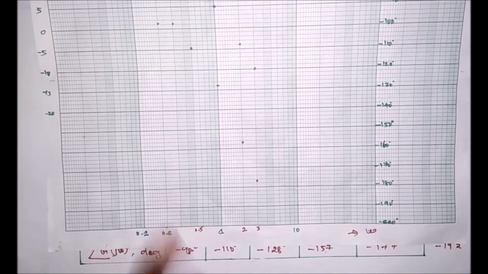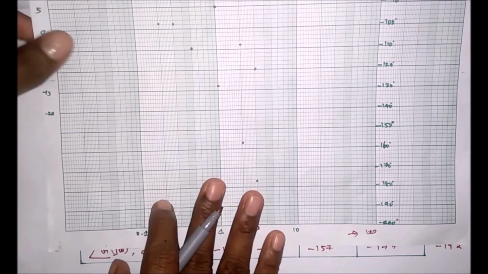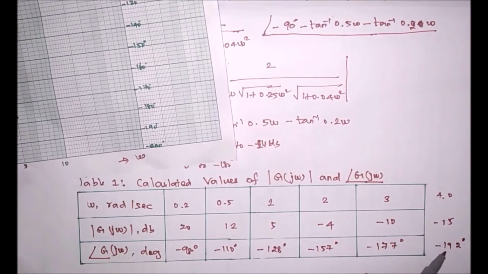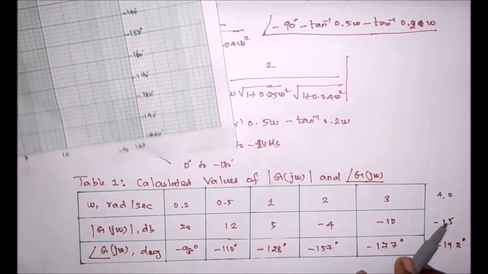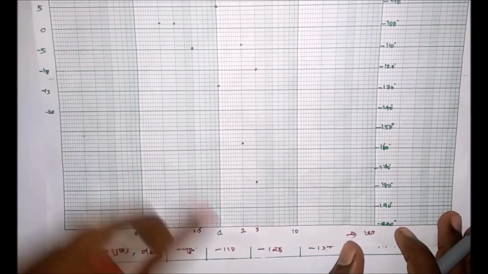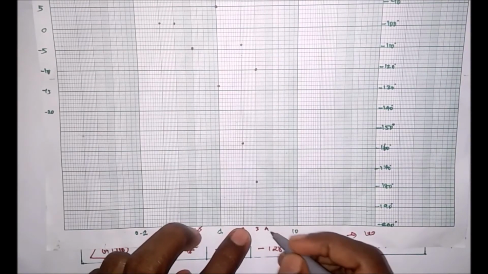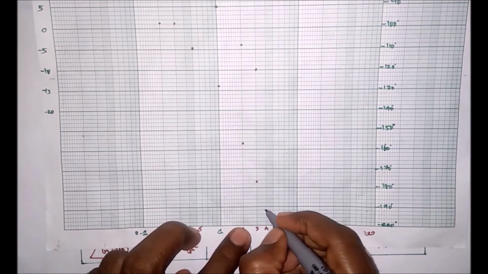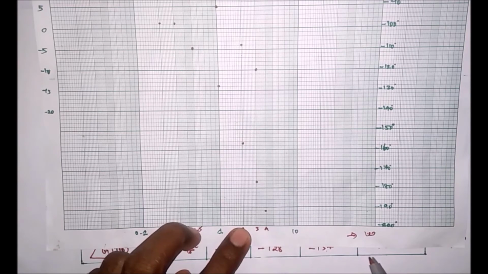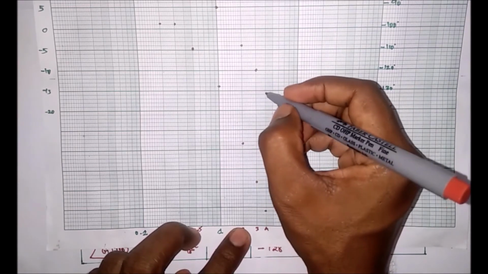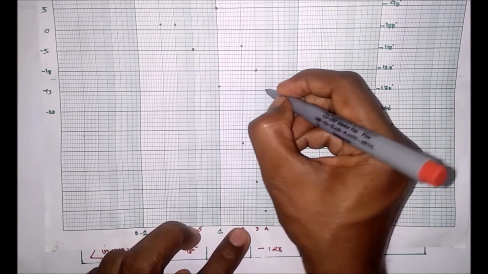Then next, omega equal to 4. Angle is minus 192 and magnitude is 15. So this is omega equal to 4, angle minus 192, and magnitude 15.